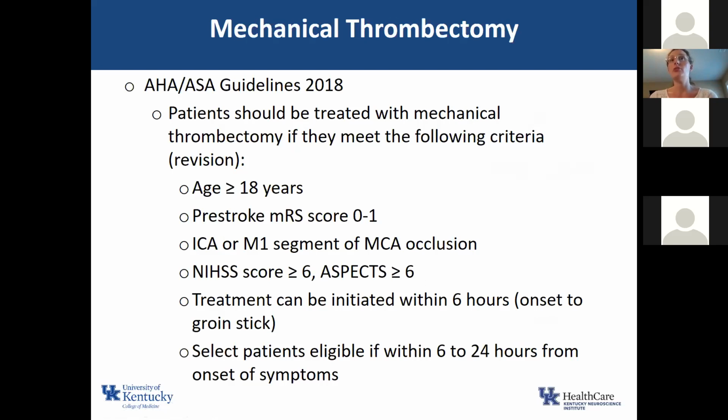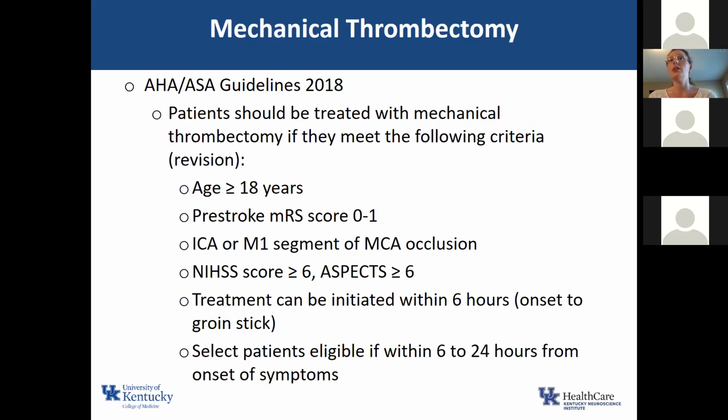So patients should be treated with a mechanical thrombectomy if they meet the following criteria. They're 18 or older, their pre-stroke modified Rankin scale score is 0 to 1, so they had very minimal, if any, disability prior to the stroke. They were independent essentially. They have an ICA or M1 segment occlusion. Their NIH stroke scale score is 6 or greater and their ASPECTS score is 6 or greater.